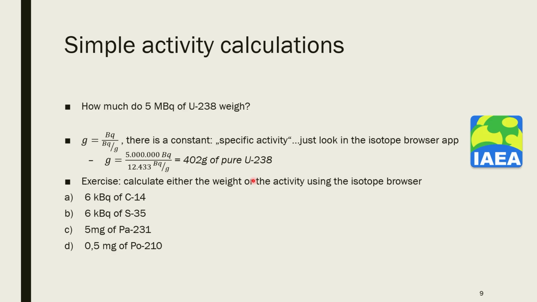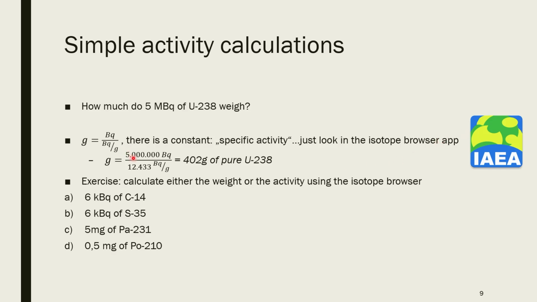How much do 5 megabecquerels of pure uranium-238 weigh? For this, you would need the constant specific activity. I like to use this one rather than the decay constant because I think it's a more intuitive approach to this. You can just look up the specific activity if you look at the Isotope Browser app and then search for uranium-238 and it's right at the top. There you can see the specific activity.